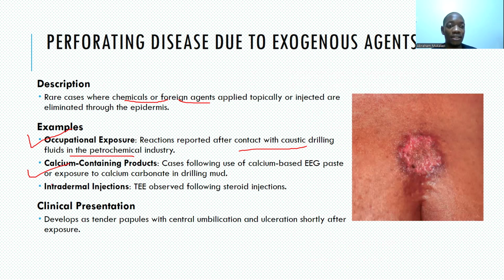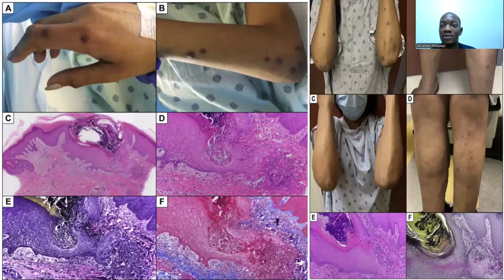Then other things like intradermal injection, for example following steroid injection, or even following other normal injections like benzathine penicillin injection. Someone can end up getting a perforating disorder when the body tries to eliminate those foreign things that you have introduced. These include things like tattoos. In the clinical presentation, someone will have a tender papule with central umbilication and an ulcer shortly after they have been exposed, and then you have to stop those particular agents.